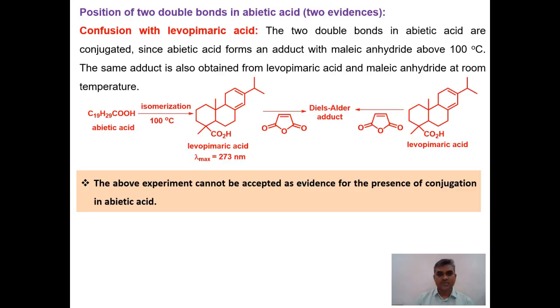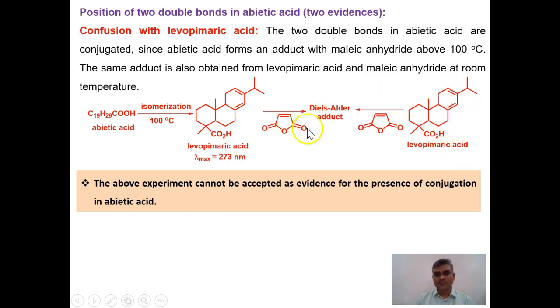Now it's time to find out the positions of the two double bonds, and for that we have two pieces of evidence. One is the Diels-Alder reaction and the second one is ultraviolet-visible spectroscopy. Now this Diels-Alder reaction was misleading as to the structure of abietic acid. Abietic acid forms an adduct with maleic anhydride when it is heated at 100 degrees centigrade, and this adduct is the same as that of levopimaric acid.